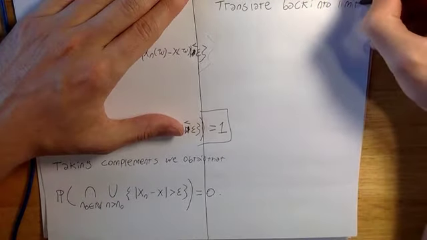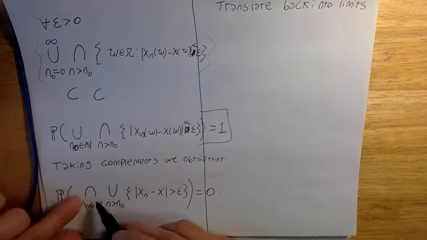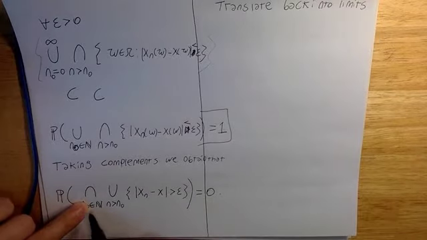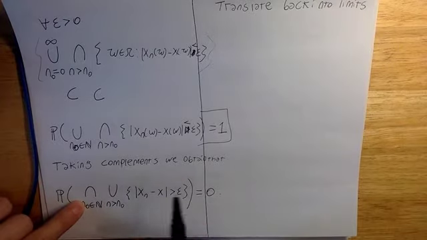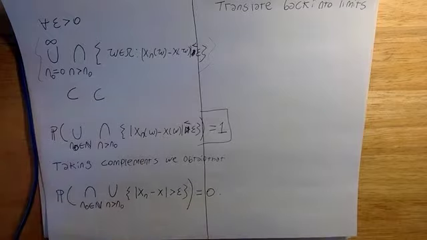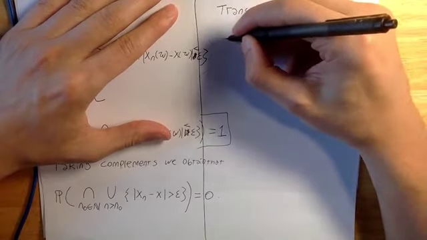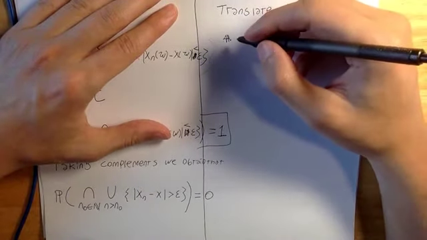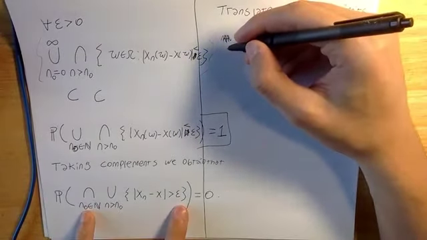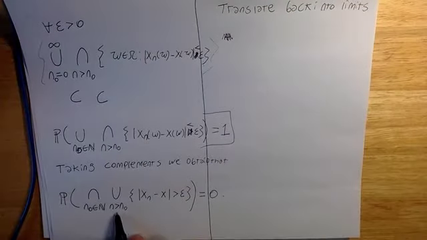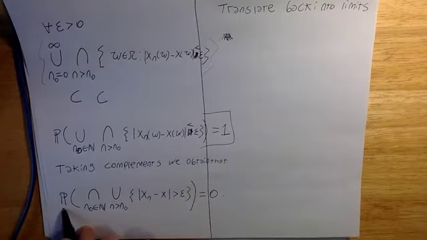Okay, so what does it mean? Taking the intersections here, what we can show is that for every epsilon, this implies that the set in which there exist infinitely many n with |xn minus x| bigger than epsilon has probability 0.